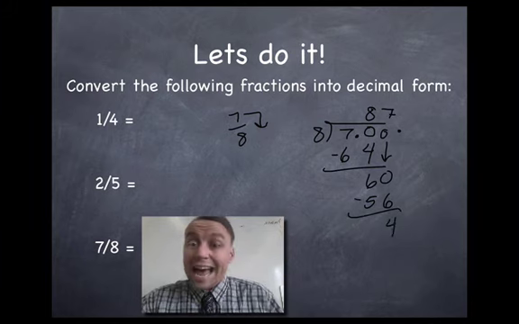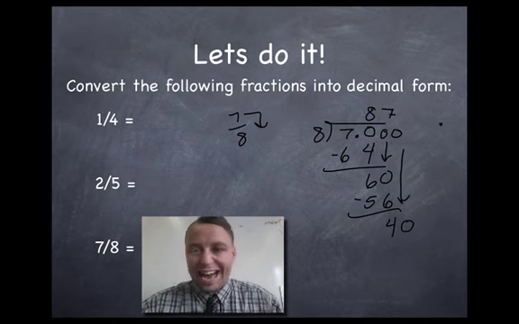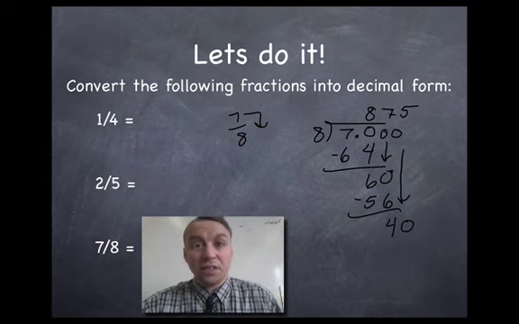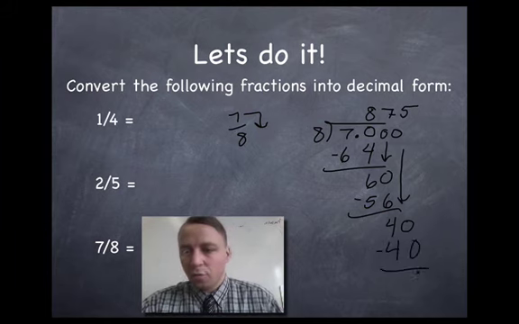So I'm going to add another 0 because I still have a remainder. And that gives me a 40 down here. How many times does 8 go into 40? Aha! This is where my remainder is going to go away. It goes in 5 times because 5 times 8 is 40.